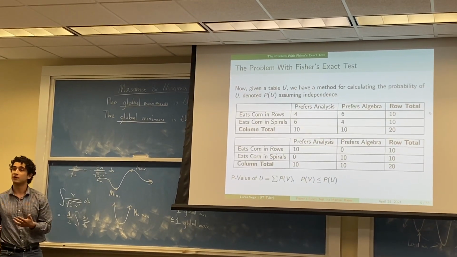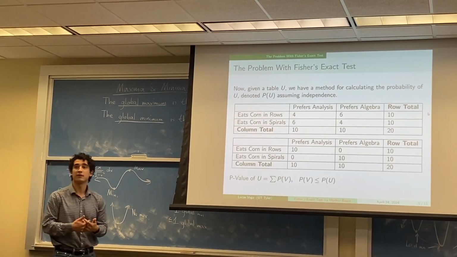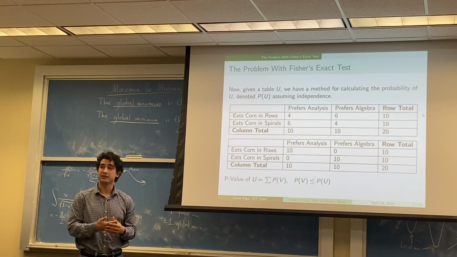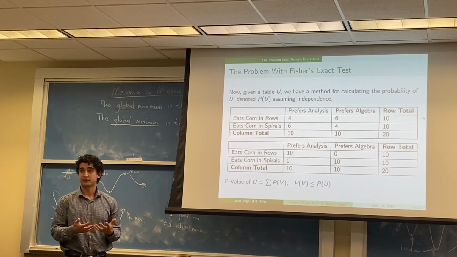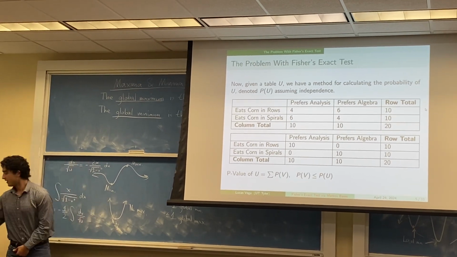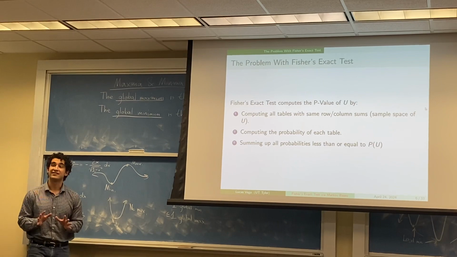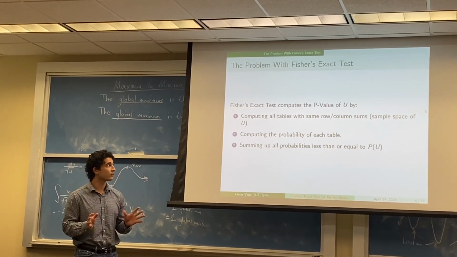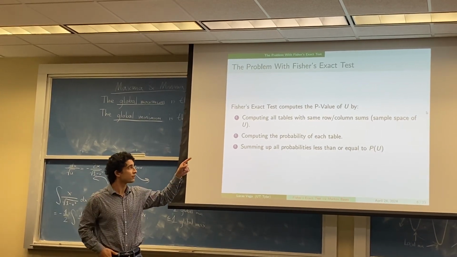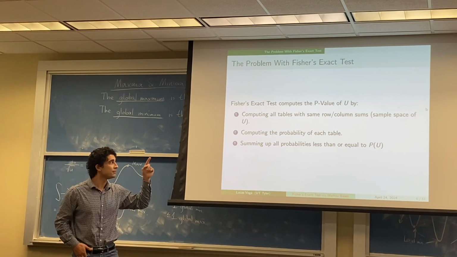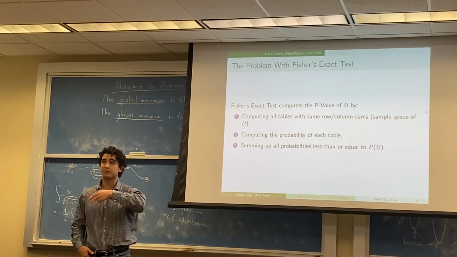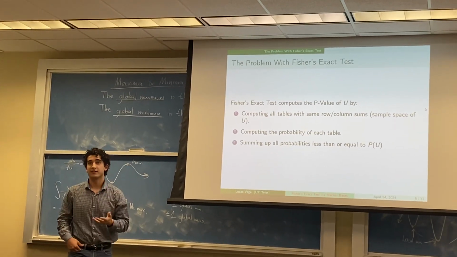What is the p-value of our original contingency table? The p-value of our original contingency table is the sum of all the probabilities from tables whose probability is less than the probability of the original table. The p-value helps us answer how likely is our table assuming independence. So this is what Fisher's exact test does. It computes the p-value in a very direct way. For a given contingency table, it computes all tables with the same row and column sums. That's our sample space. It computes the probability of each of those tables, and then it sums up all the probabilities less than or equal to the probability of your original table, and that's your answer.